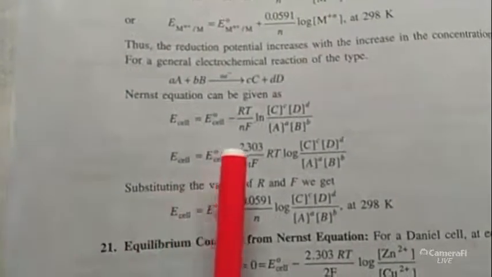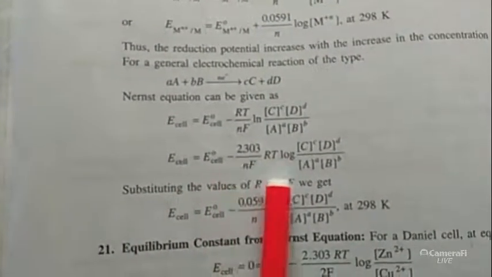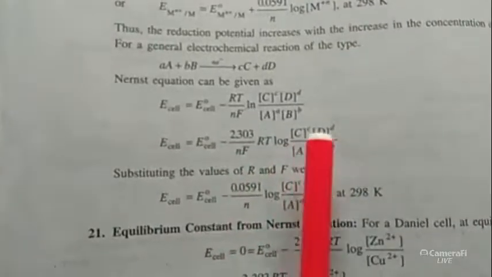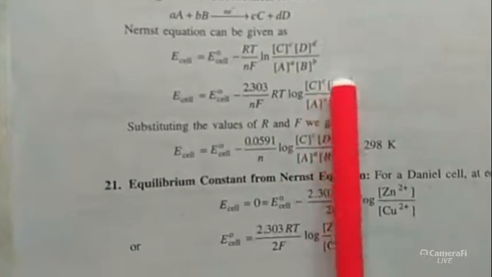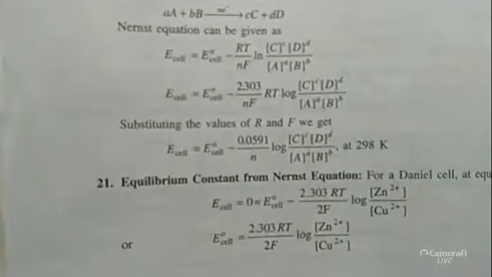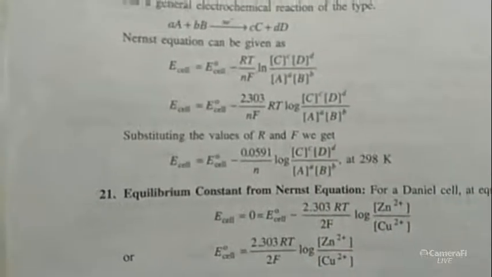E cell equals E0 cell minus 2.303 RT by NF log concentration of the products by the concentration of the reactants. This is how we get the Nernst equation. This is, children, how we get the Nernst equation.